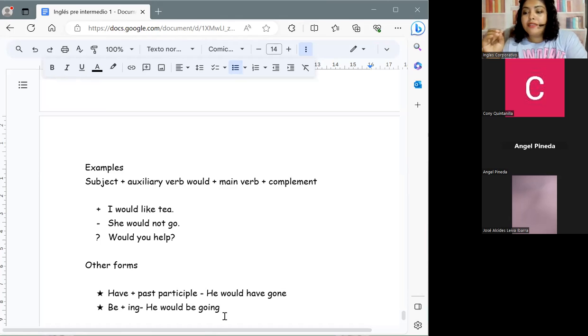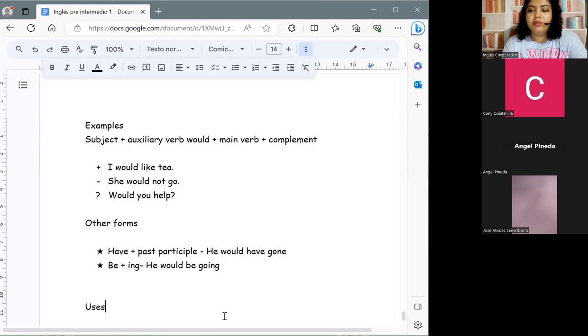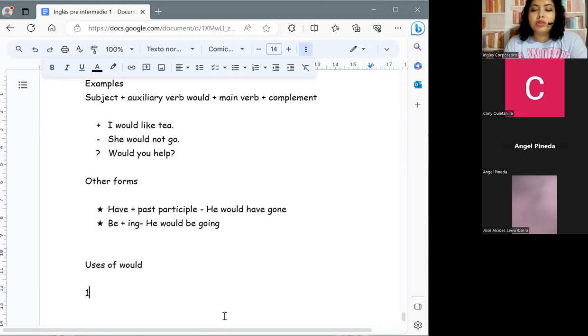What are the uses of the word would? ¿Cuáles son los usos que le vamos a dar nosotros a esta estructura? Vamos a comenzar con would for the past. So in this case, we often use would as a kind of past tense of will or going to. Este lo utilizamos de cierta forma como el pasado de will y de going to.